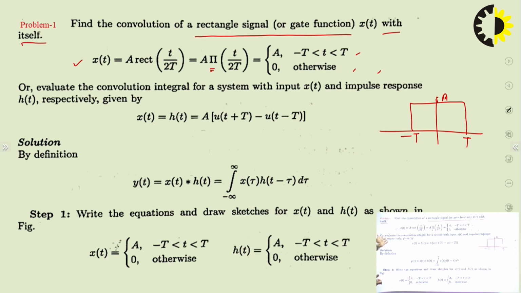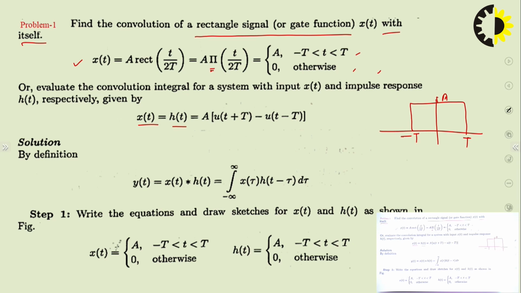Another way this question can be asked is: evaluate the convolution integral for a system with input x(t) and impulse response h(t) given by this. You can see the input and impulse response are the same, and this is the definition of the gate function. So this question can be asked in any way. Now we will solve this question.